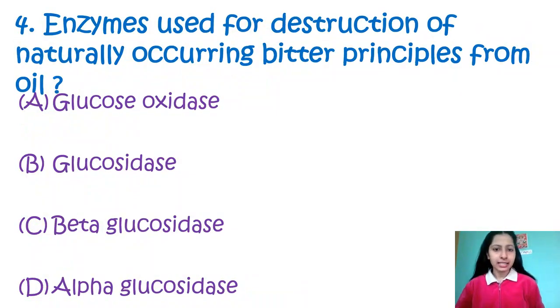Question number 4. Enzyme used for destruction of naturally occurring bitter principles from oil. Option A glucose oxidase, option B glucosidase, option C beta glucosidase, and option D alpha glucosidase. So the enzyme which is used for the destruction of naturally occurring bitterness in oil is glucose oxidase, that is option number B glucose oxidase.